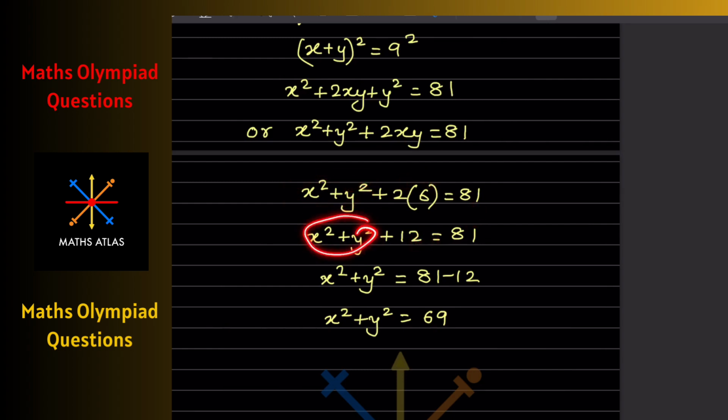So now this is the right hand side, 81 the same, but when we take this 12 to the other side, it is going to be minus 12. So when you solve this one, you get 69. So now you got the value of x square plus y square is 69. So in this way, we have completed this question.